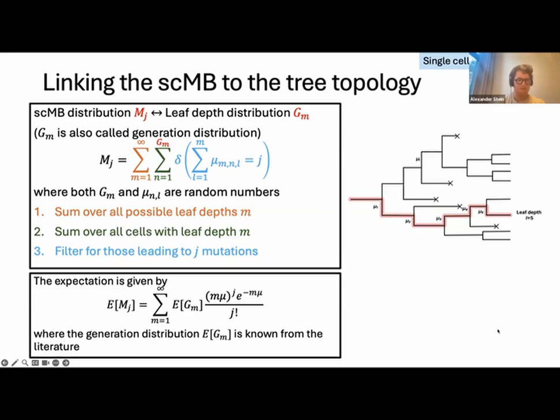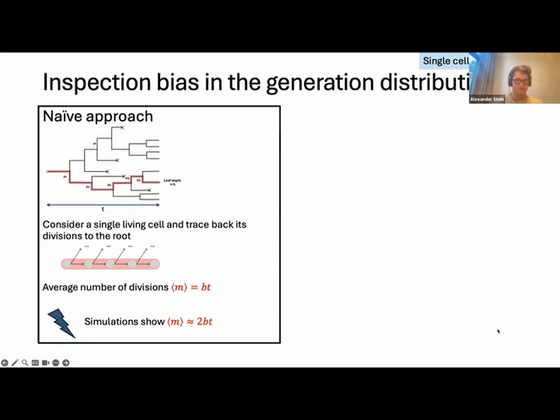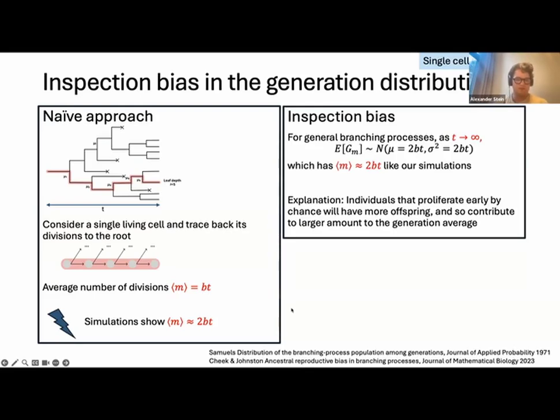And then there's something that surprised me a little bit. My naive approach was that I look at a single cell at the end of the population and trace it back, with time t. So considering a single living cell at the end, I thought that the average number of divisions that should have occurred should be BT, but in simulation, I found 2BT. Then I looked into the literature, Samuels in 1971, and also just recently a really nice paper by David Cheek and Johnston, and this is due to what is called an inspection effect. They show that as time goes to infinity, we will indeed have 2BT. The explanation is that individuals that proliferate early by chance will have more offspring and so contribute a larger amount to the generation average.